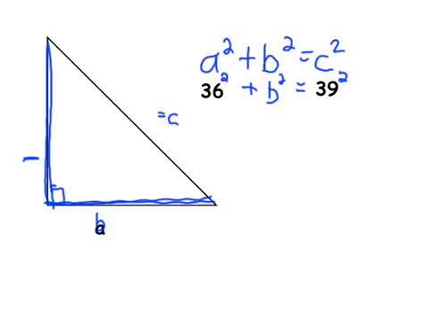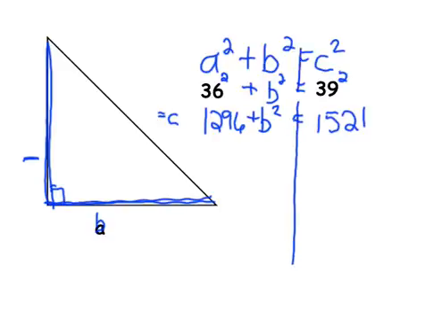Now, I'm going to do some math here with my calculator. I need to type in 36 squared, and I got 1,296. On the other side, I'm going to type in 39 squared. I got 1,521. Everything else comes straight down. This looks a little different here. Still have an algebraic equation. But the problem is, I can't add these two together. One's a variable, one's a number, so that isn't going to work.